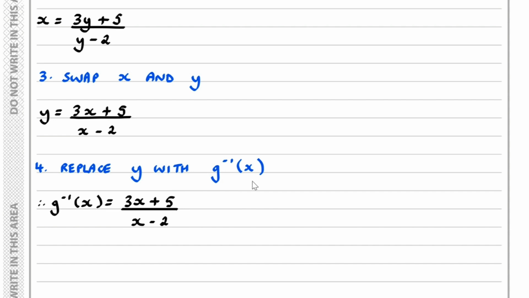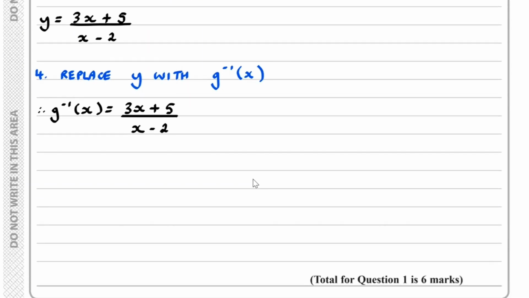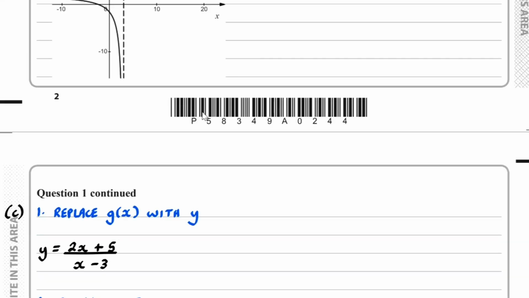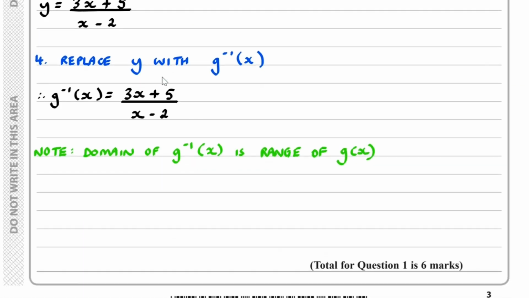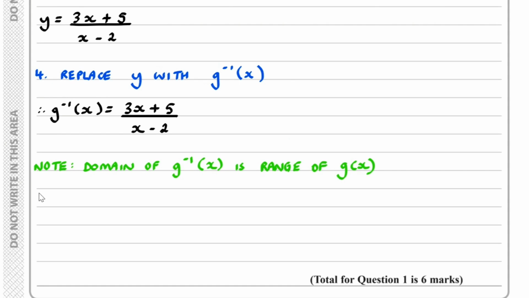Now, when we come to state the domain of the inverse of g, you'd find the domain of the inverse of g is the range of g. So, if I go back to part B, we use x instead of g of x because this is the range. The limits will be the same, but this time, because we're considering the domain, it's in terms of x. So we have 2, which is less than x, which is less than or equal to 15 over 2.